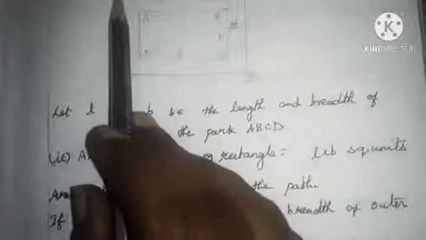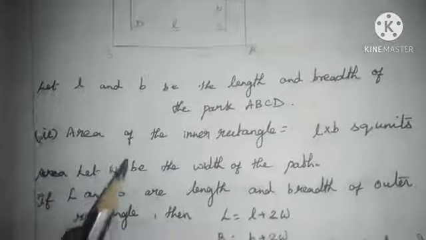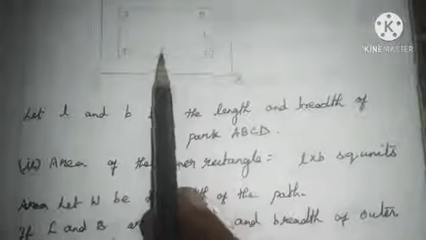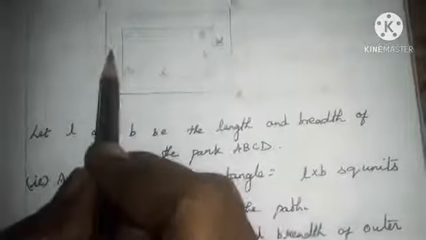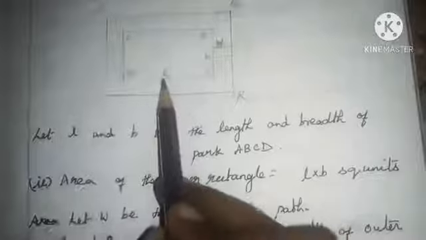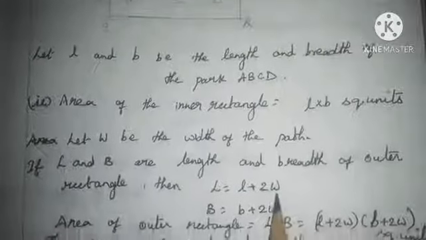To find the area of the outer rectangle, that is PQRS, you have to add the width to the inner rectangle length. Here we have one width on this side, and on this side also we have one width. So the distance between P and Q is W plus l plus W, which we can write as l plus 2W. That is the length of the outer rectangle.